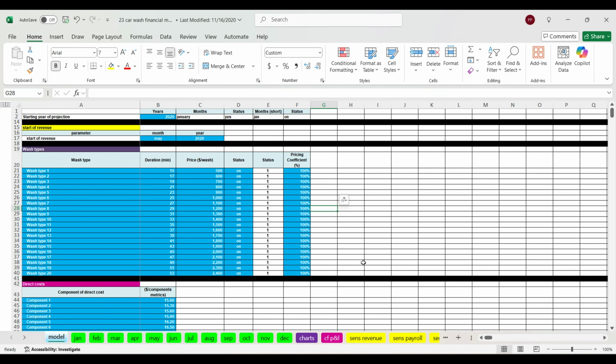Hi everyone, today we will be overviewing a car wash financial model. So first of all, we need to create a rule saying that all inputs should be highlighted with specific colors.